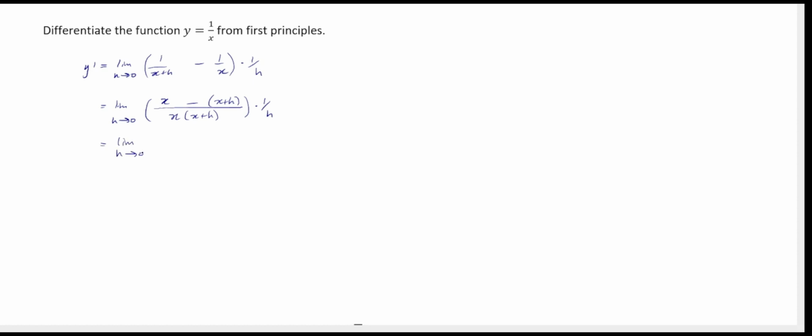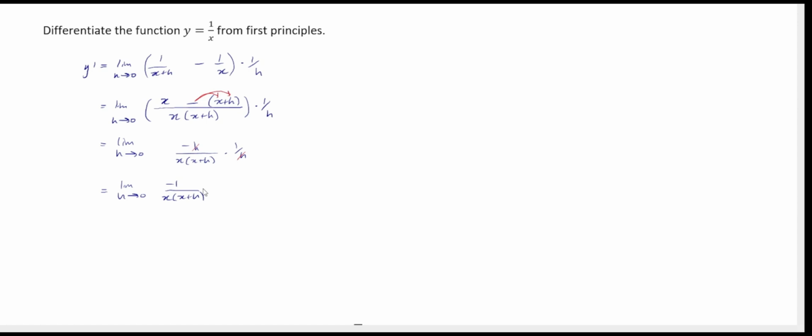Limit as h approaches 0. Well, hopefully you can see that the negative will distribute here. And so that'll give me x minus x, which is 0, but then it'll give me minus h, so minus h all over x, and then x plus h times 1 over h. We can see that the h's will in fact cancel, and then we are left with the limit as h approaches 0 of -1 over x, and then x plus h.